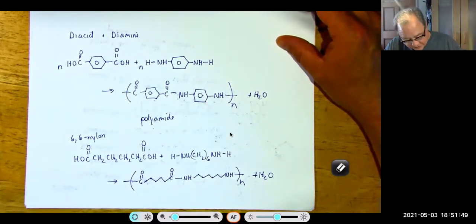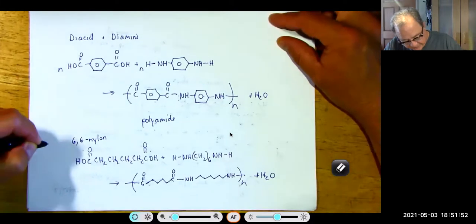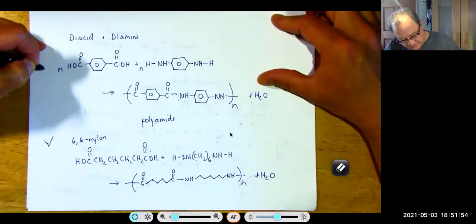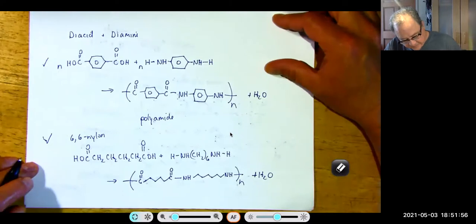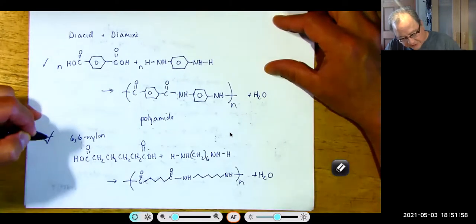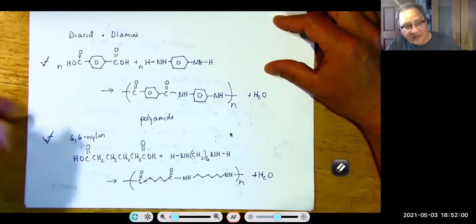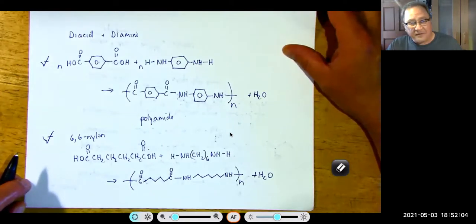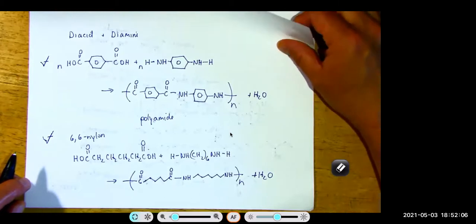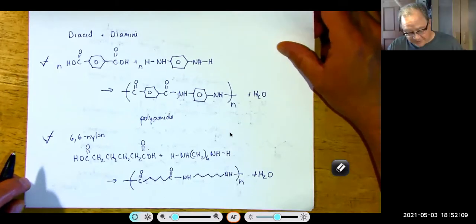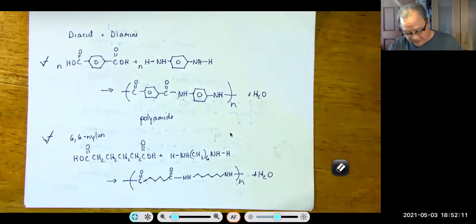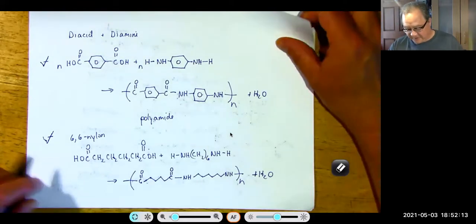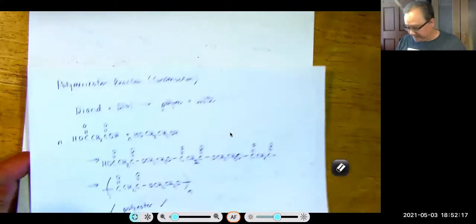So you can imagine the great talk around town when sheep found out that we had discovered polyester and polyamides. They were thinking, oh my God, we're going to be out of a job. People won't need to wear wool anymore. But it all worked out. I'm sure they're happy now.